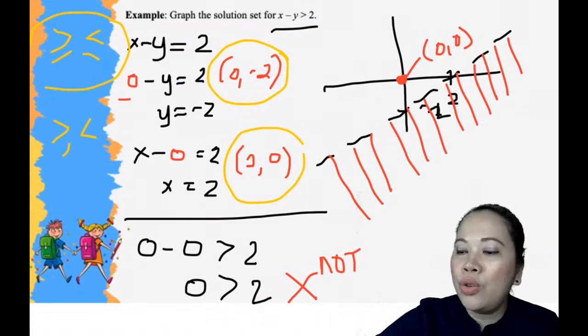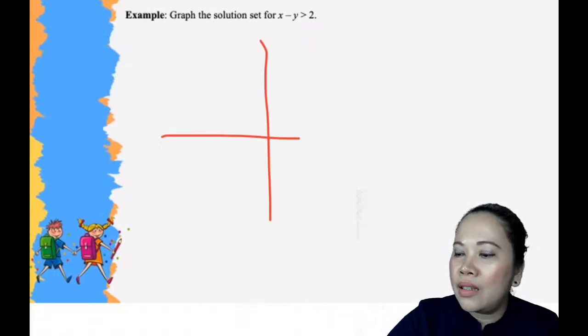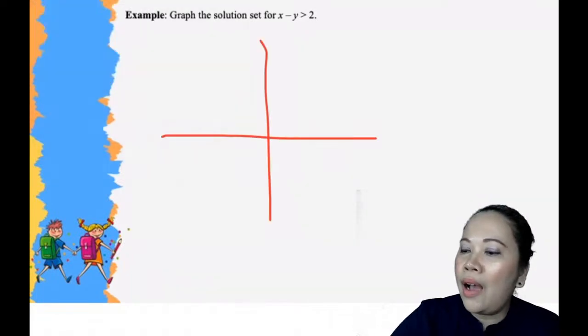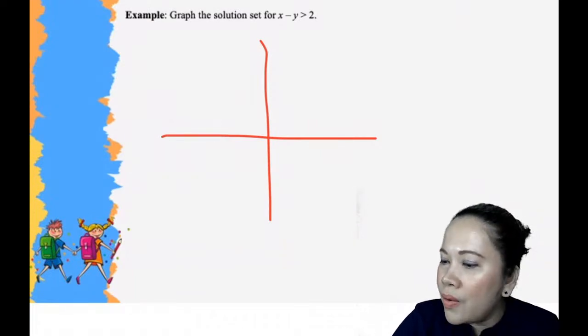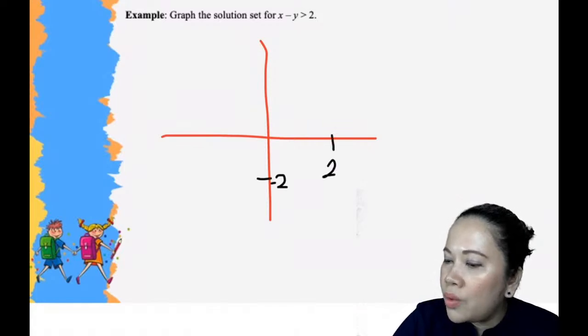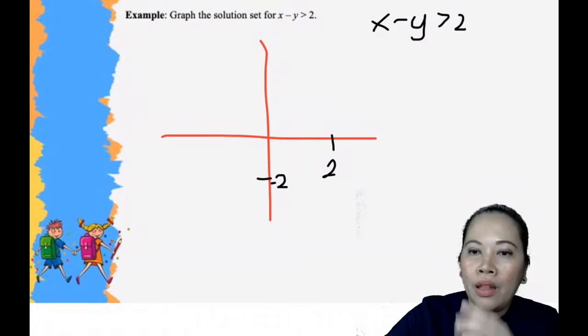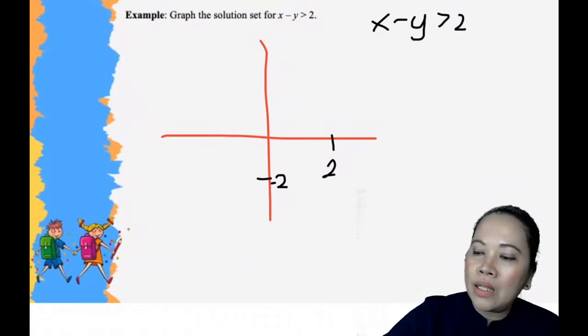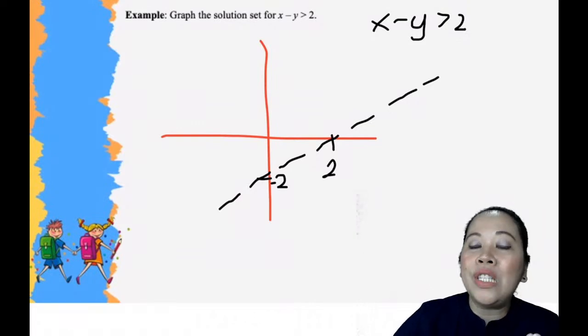Okay, let me redraw this for you to understand. If x is 0, y is -2, and then you have 2. When you draw this, since the given is x minus y greater than 2, there's no equal sign below it. That means the line is broken.